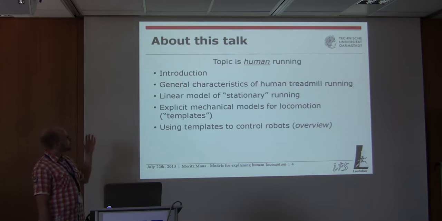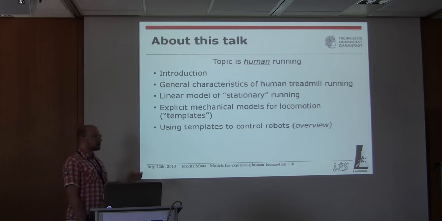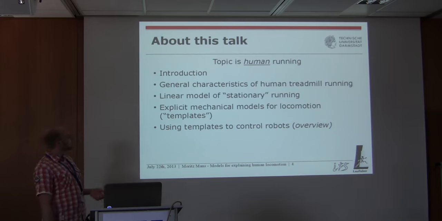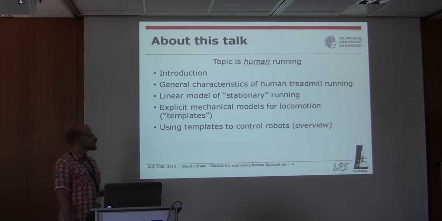Then I'll tell you something about general characteristics of human treadmill running. So, for example, how stable is it? Is it stable? Well, for sure we don't fall off the treadmill, but can we put that in numbers? And what are some gadgets you have to look at? Then we go to a linear model of stationary running, which is basically a linearization around the limit cycle.